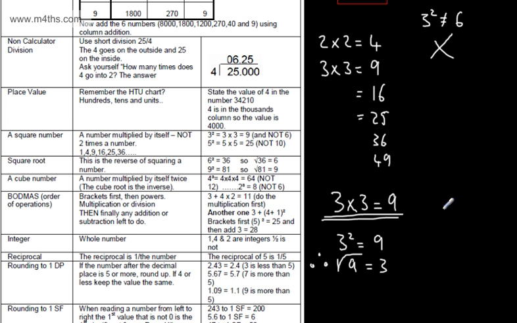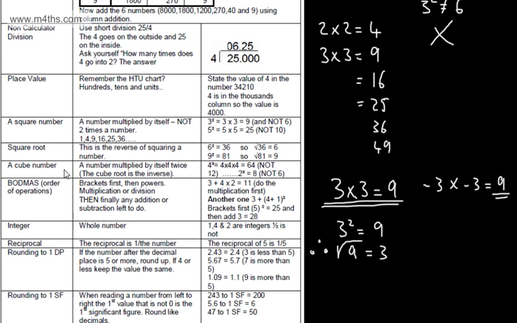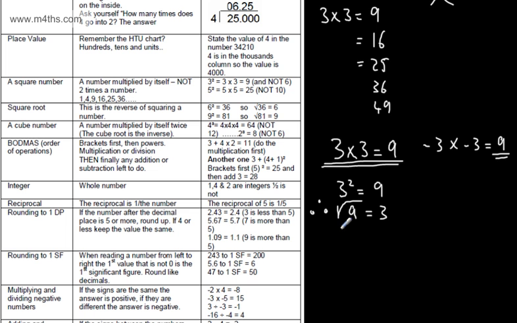Technically it gives us plus or minus 3, because if we have minus 3 multiplied by minus 3, this also gives us 9. So all we're saying then is we're going to undo this. So which number, when multiplied by itself, gives us 9? The answer is 3.